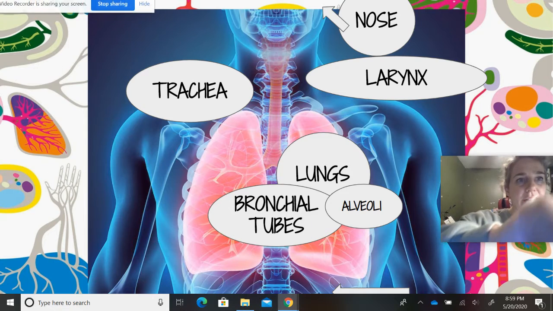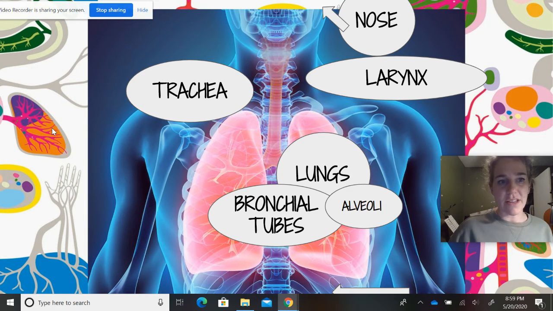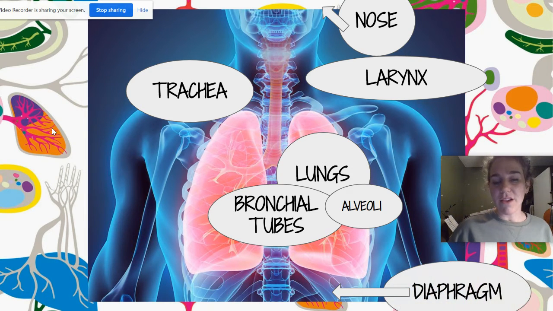The final part of the respiratory system that we're studying is the diaphragm, which is actually a muscle that assists you in breathing. It is the reason you can exhale and inhale, take that oxygen in and get rid of that carbon dioxide. And the way it does it is pretty cool. I can't wait for you to learn about it this week.